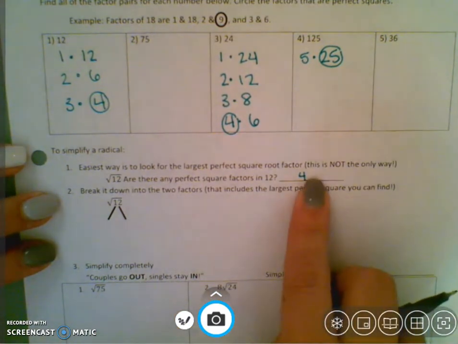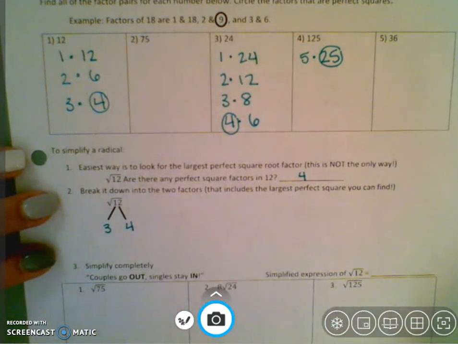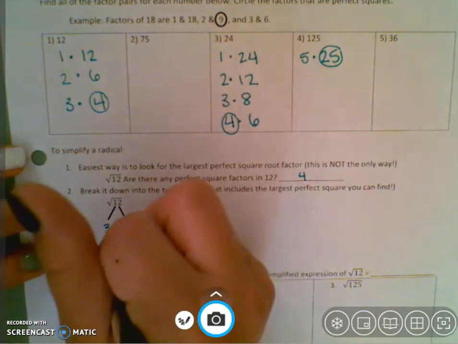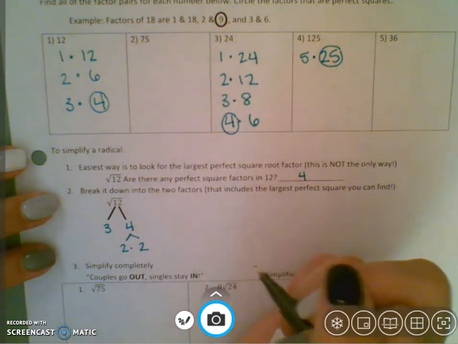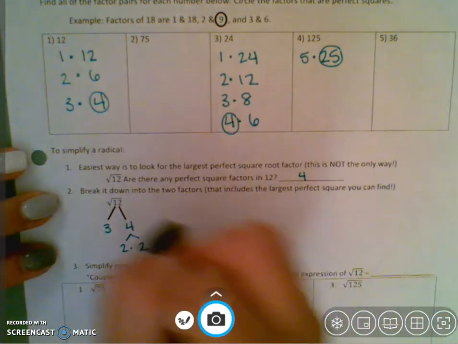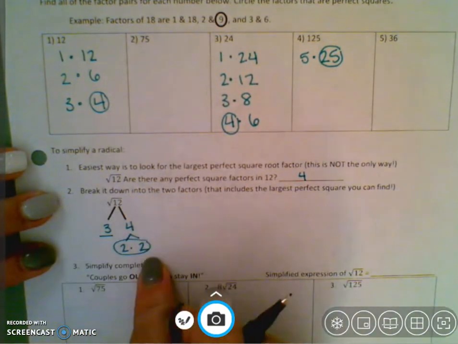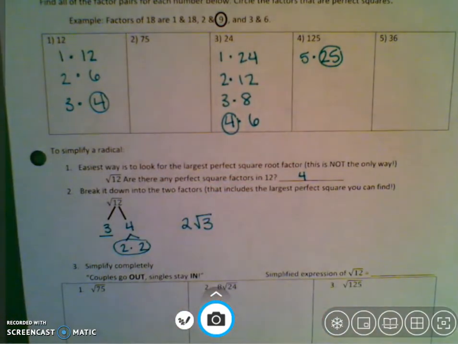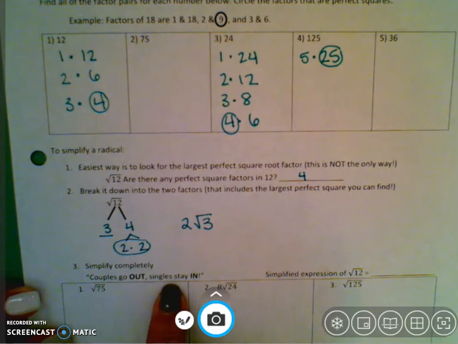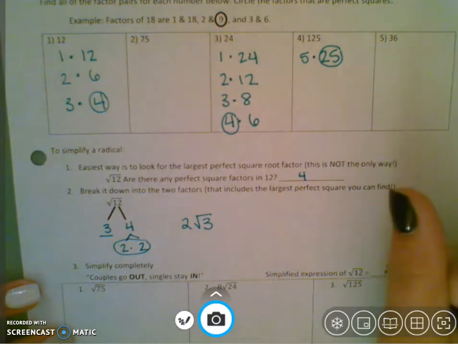So the largest perfect square for 12 was 4, so that's 3 times 4. And when you do this, 4 is a perfect square, so it breaks down as 2 times 2. And when you're doing these, you are pairing them up. So I have a pair of 2's, and then I have a single 3. So the square root of 12 is going to break down to 2 square root of 3. So that's the step we just did. Couples go out, singles stay in. So the simplified radical expression for the square root of 12 is 2 square root of 3.